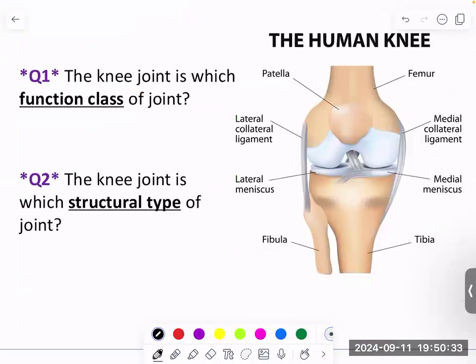On your cards, please. The knee, when it comes to the functional class, what are you going to tell me it is? Diarthrosis. The knee moves a lot. What did you give a stab at for the structural type? What do you think it's made of? It is made of a lot of synovial sacs. Most diarthrosis joints will also be synovial.